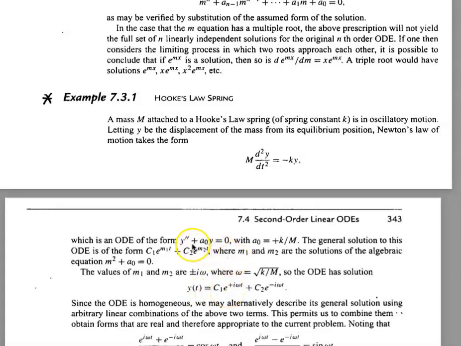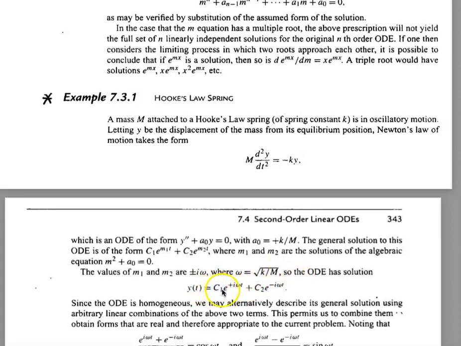Once you solve the initial equation, which is this one, you get that m is equal to plus or minus the square root of a sub 0. And a sub 0 in this case is k over m. Since m is plus or minus here, a sub 0 is the square root of k over m. Then you can call one m1, call the other m2, and you get two solutions.